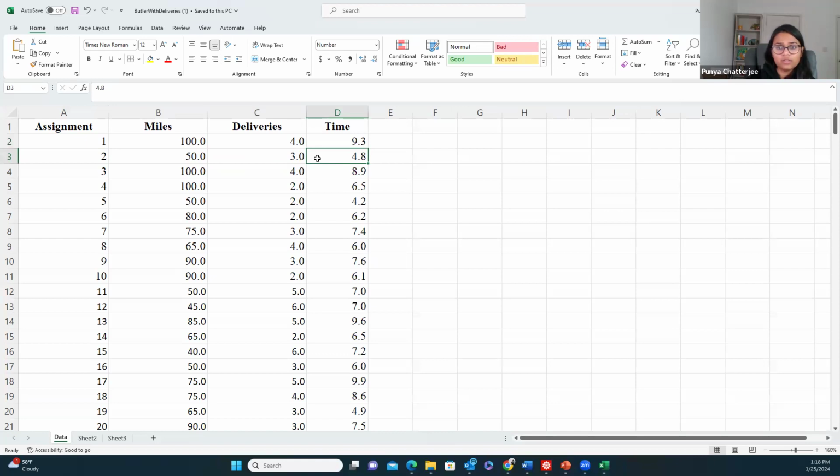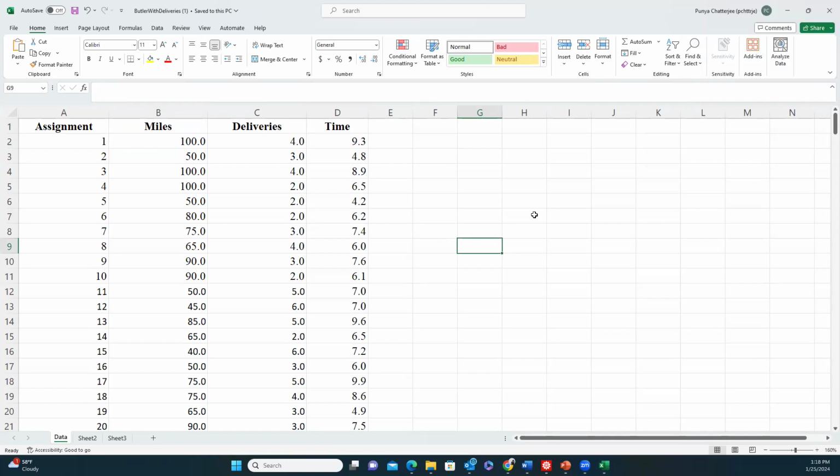So the manager now, with this data, wants to understand or predict travel time based on miles and deliveries. So in our regression, what's going to be the dependent and what's going to be our independent? The manager wants to predict the travel time based on miles and deliveries. The dependent variable is time, and the independent variables are deliveries and miles. Yeah, exactly. Thank you. So miles and deliveries are going to be independent and time is going to be dependent.